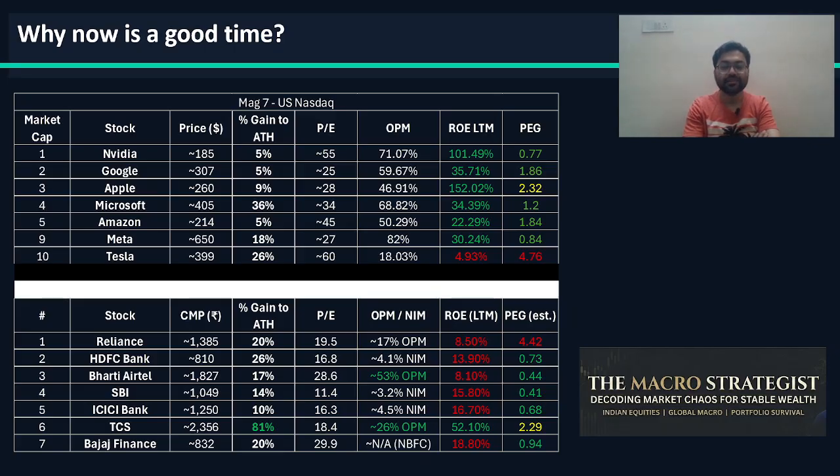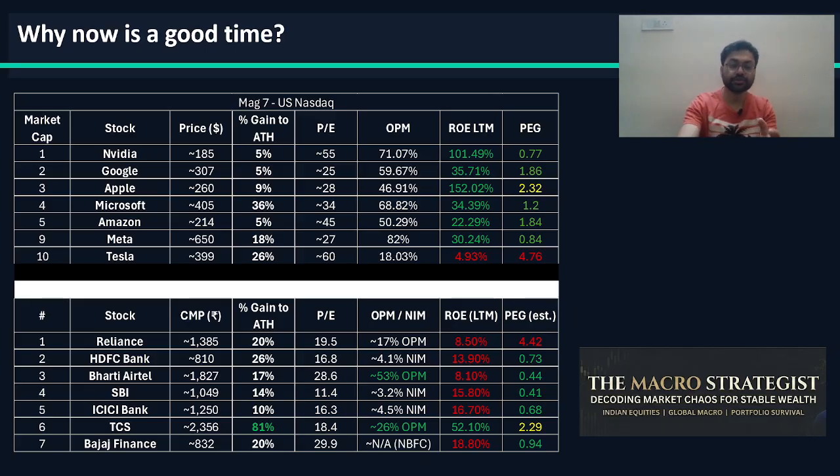Now look at the PE with respect to growth to understand whether their PE is justified with regards to the growth that they have. Maybe a discount is there in terms of Nvidia, with a PEG less than 1, and Meta. But outside of that, if you look at all the stocks, barring Tesla, everybody's PEG is pretty much okay, which means their PE is justified with the growth that they have. And the operating profit margin definitely is worth your consideration.